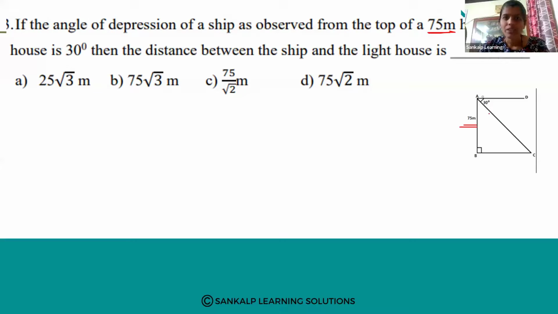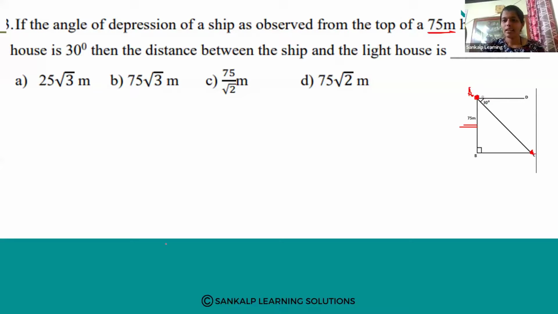If the angle of depression of a ship as observed from the top of a lighthouse. You are observing from here, there is a point here. The distance between the ship and the lighthouse is, okay, the ship is here. So you are here, and when you observe from here, this is the angle of depression 30 degree. So the height of the lighthouse is 75 meter. Now, the angle of depression is 30 degree.